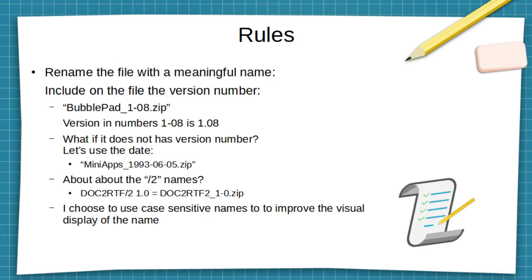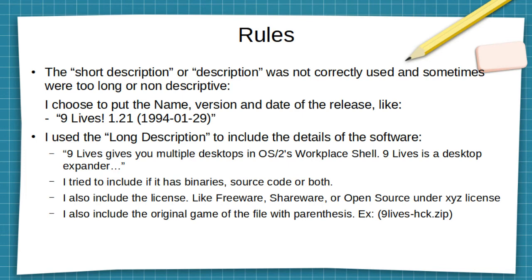Okay? And I also tried to do the short description and the script. Well, there was an issue that sometimes the short description didn't tell you anything. Like, this program is not freeware, and not public domain, it's shareware. And no, I don't need to know that. I need to know the software description, what it does. So I chose to put in the short description the name, the version, and the last update date for that software, okay? So you can see quickly the name, the version, and when it was released.